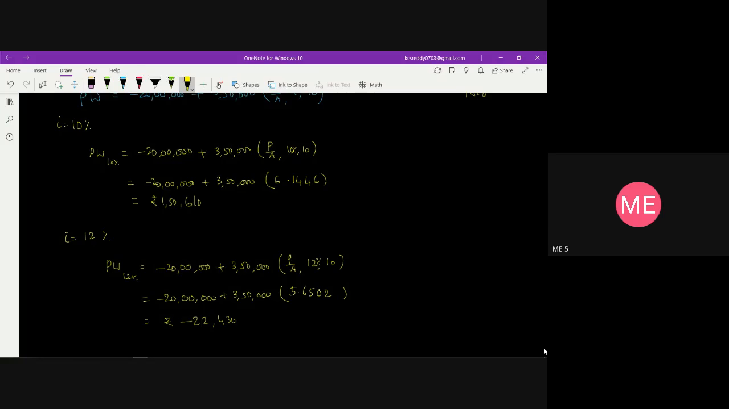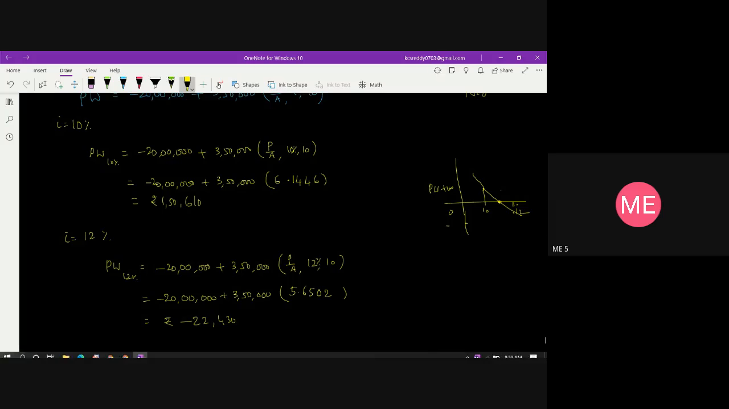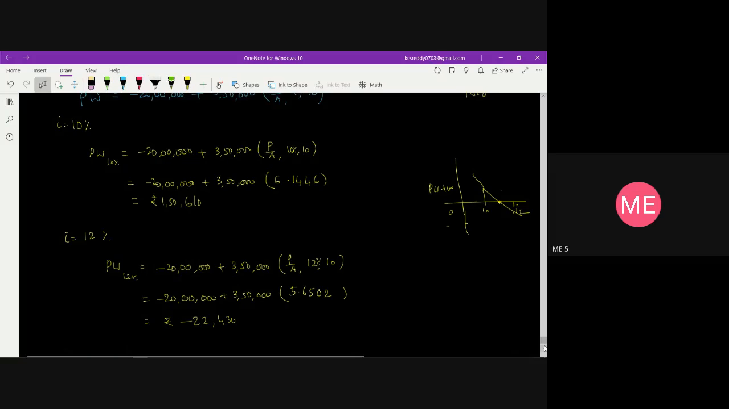So if I simplify this equation, I'll be getting rupees minus 22,430. It means there is a change in the sign between 10% and 12%. At 10% the present worth is positive, about 1,50,000. At 12% it is negative at this particular point. So it means that I will lie in between 10 and 12, and by using interpolation we'll be getting the I value.